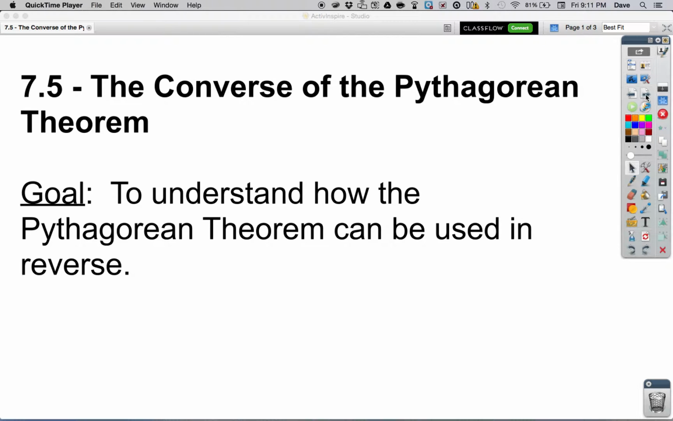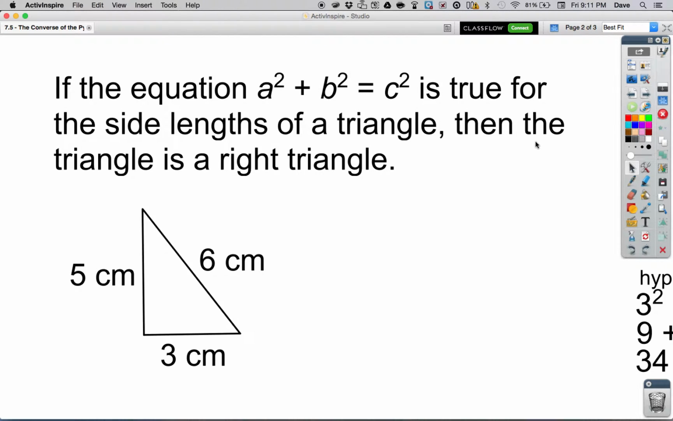Now first, let's talk about what the converse of the Pythagorean theorem is. It states that if the equation a squared plus b squared equals c squared, the Pythagorean theorem, is true for the side lengths of a triangle, then the triangle is a right triangle. Okay, so basically, like I said, we're using it backwards.